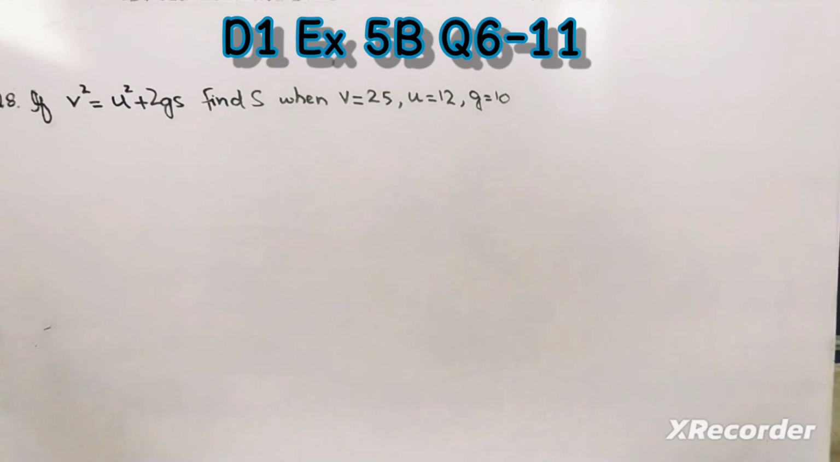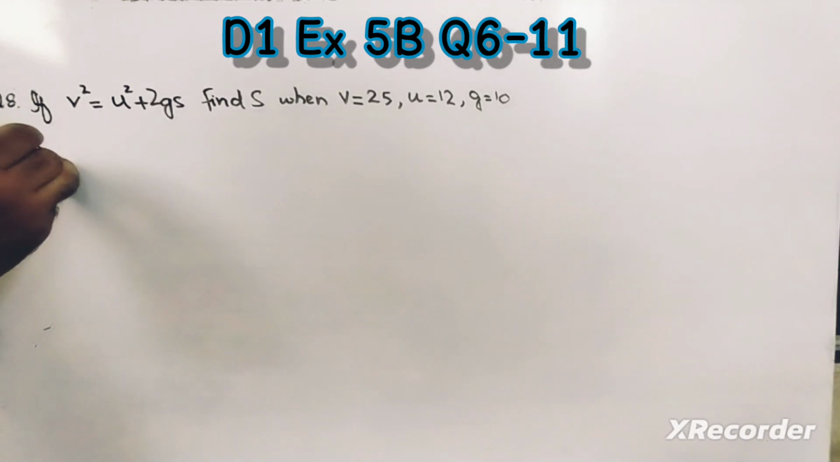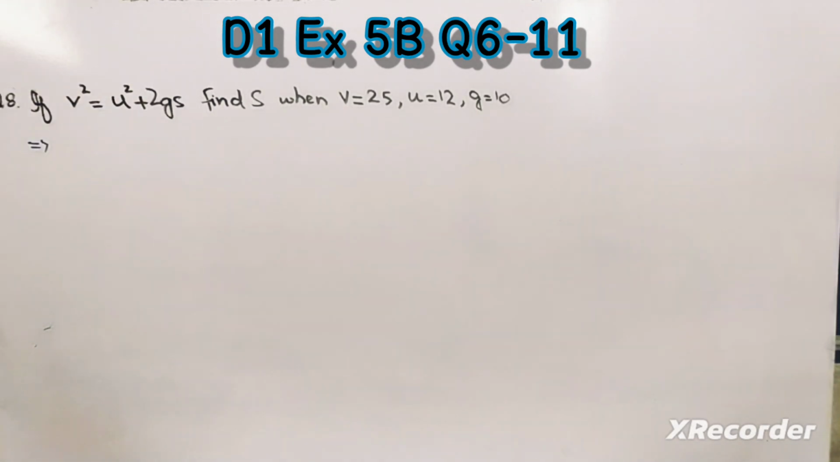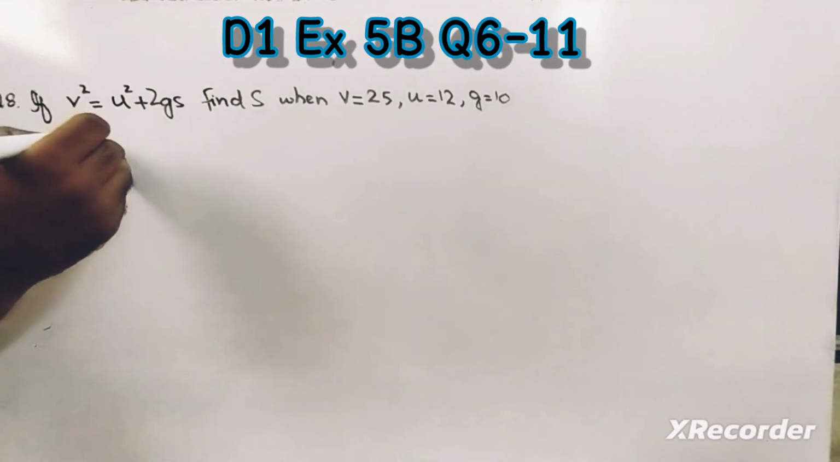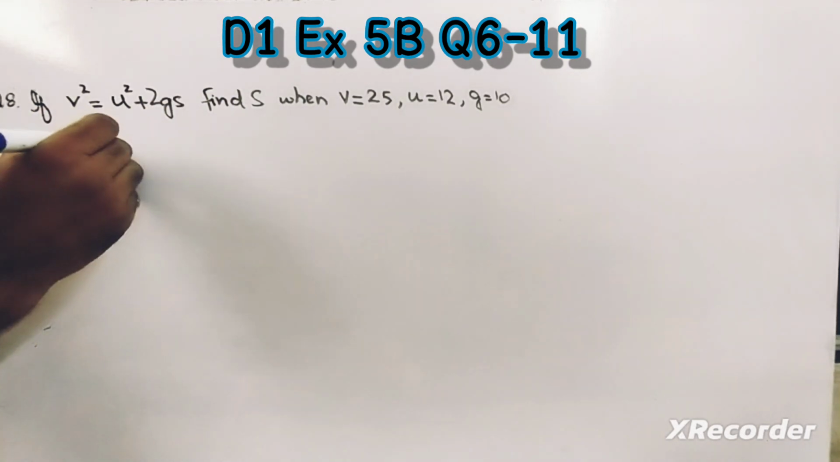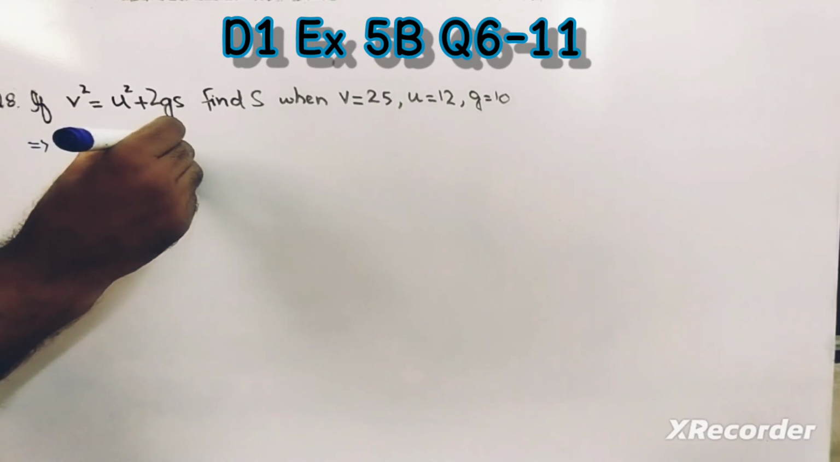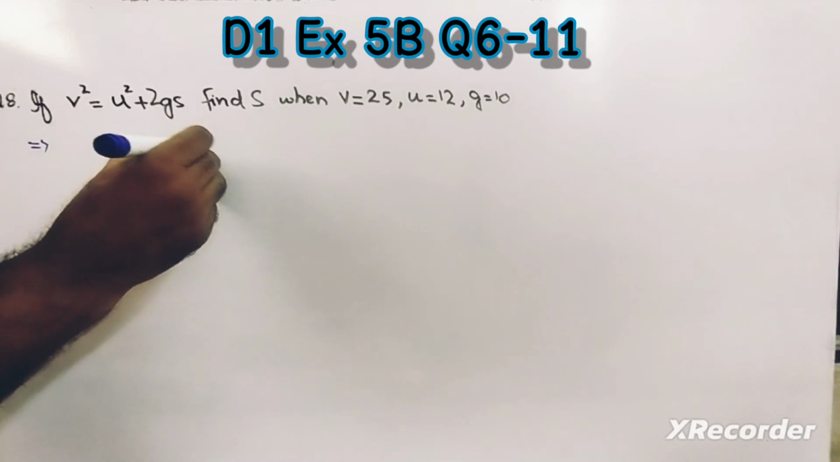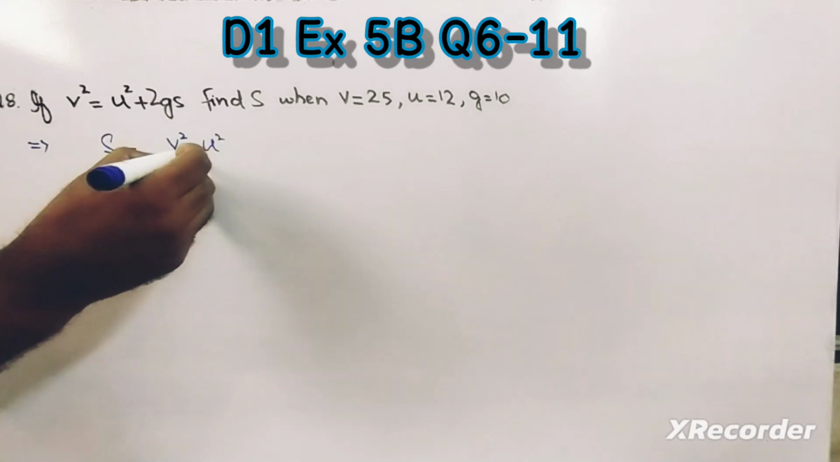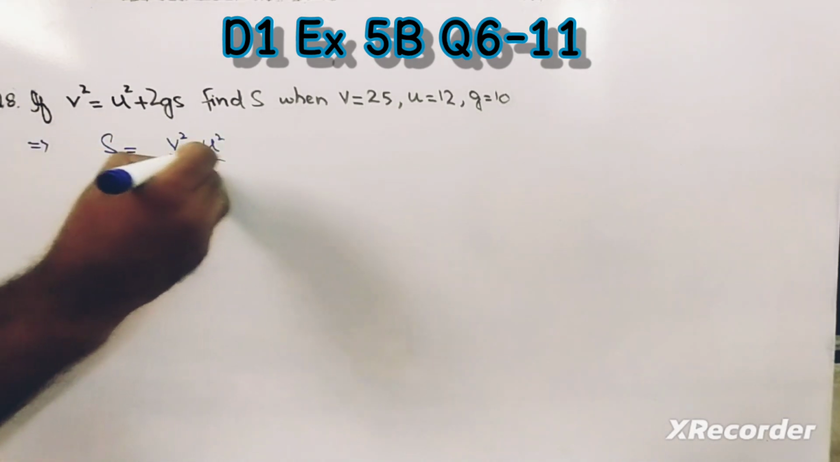Now moving towards question number 8. If v square is equal to u square plus 2gs, find the value of s when v is given as 25, u is given as 12 and g is given as 10. Now first of all, we convert this given formula into our required formula, like that. S is equal to (v square less u square) upon 2g.